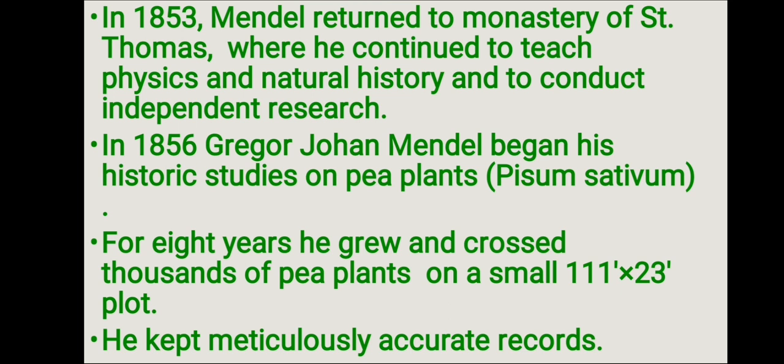In which year? 1856. And for 8 years, he grew and crossed thousands of pea plants on a small 111 into 23 feet plot. So there was a garden measuring 111 feet by 23 feet, and he grew and crossed thousands of pea plants there for 8 years. Whatever crosses he did, he kept accurate records, because he had a hold on mathematics. That was one of the reasons. Thus we can say he kept meticulously accurate records.